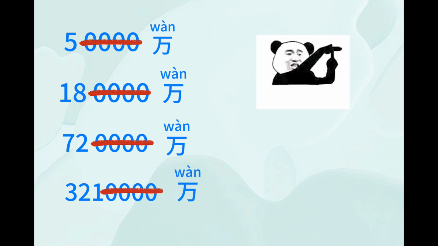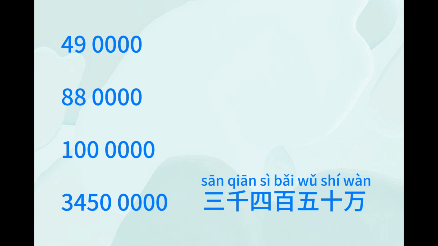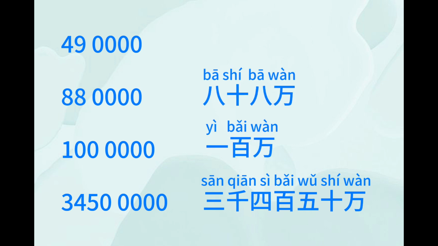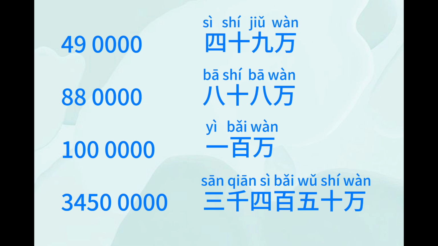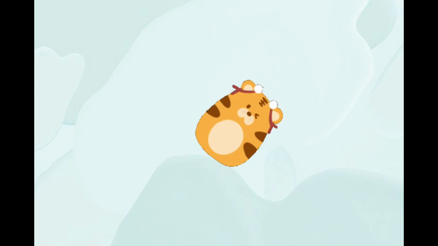For example, 5万, 18万, 72万, 321万. Now your turn. Can you read these numbers? Not bad, right? This works vice versa.